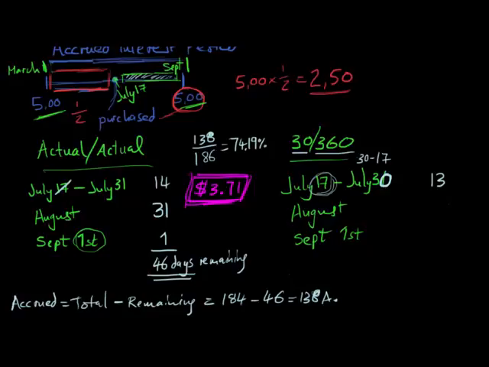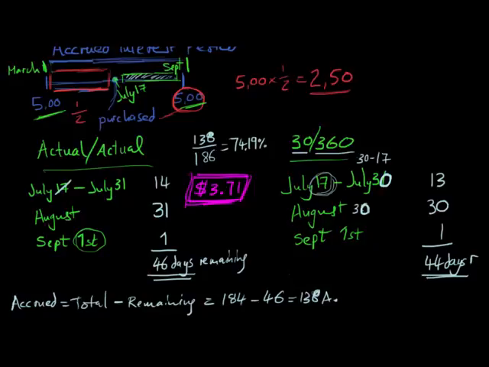Then August normally has 31 days, but again we need to drop this to 30 to meet the convention, so we're going to record 30 days. And then on September the 1st we're going to count 1 day. So in total we're going to have 13, 43, 44 days. 44 days remaining. And again the difference is that we count 1 day less in July and 1 day less in August.